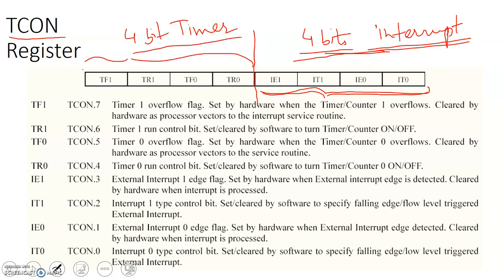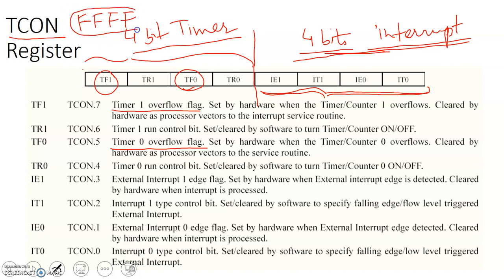TF1 is basically the timer 1 overflow flag. Similarly, TF0 is the timer 0 overflow flag. What it means is that whenever timer 1 or timer 0 overflows. So it is counting up. So it is counting, say, from 100 to 101, 102, and so on till it reaches FF.